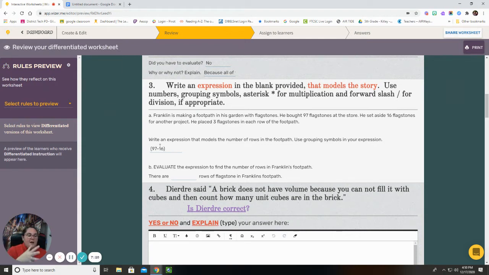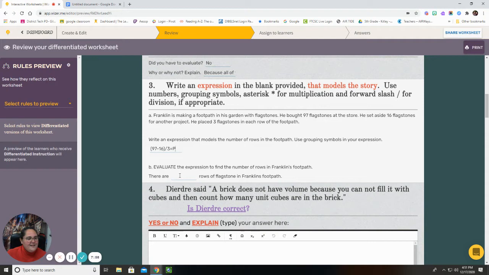Then thinking about this project, it says he placed the flagstones 3 in each row for the footpath. So I'm not going to add 3 because I didn't go buy extra flagstones. I'm not going to multiply by 3 because I don't get extra. I'm going to divide by 3. So whatever I have left over, I'm dividing by 3 so I know how many rows I can make. Divided by 3 equals R. I don't care what letter you use.